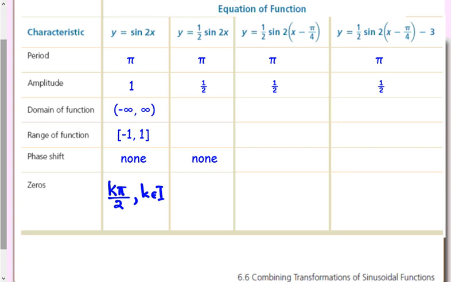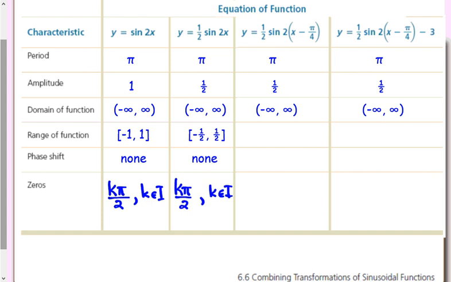When you have a domain of all real numbers, it's not going to change no matter what kind of transformation we do. So that's the same all the way along. The range has now changed because of that amplitude change. So now we're going from -1/2 to +1/2. But there wasn't a new horizontal change, so our period is still what it was for y equals sine 2x.